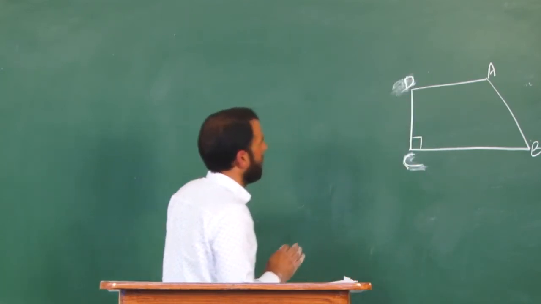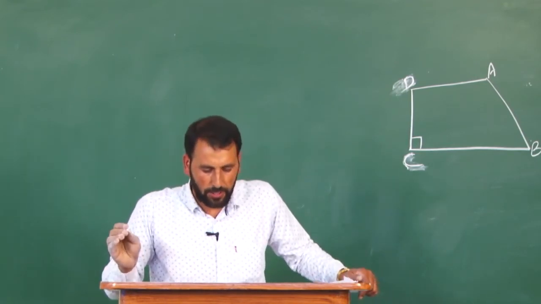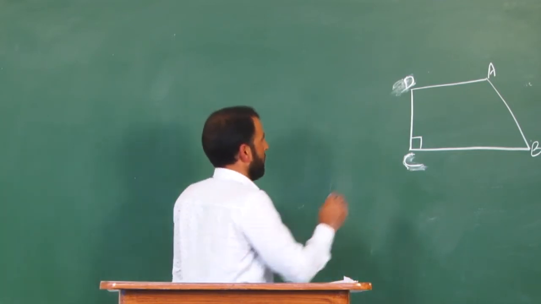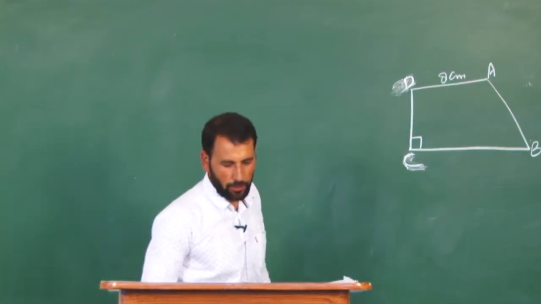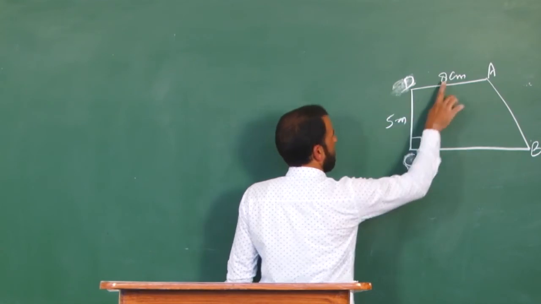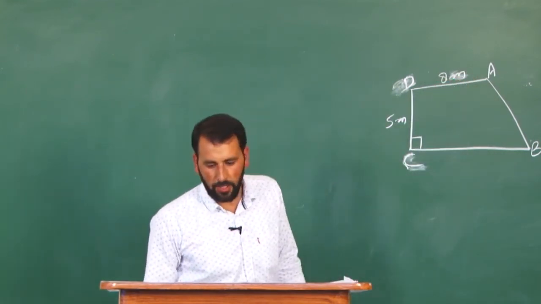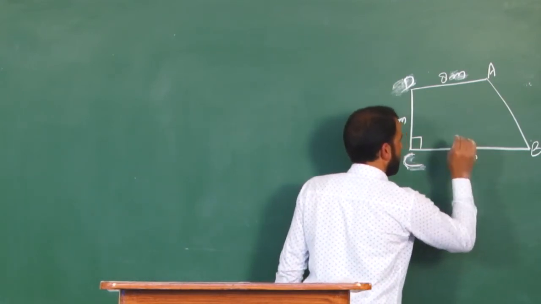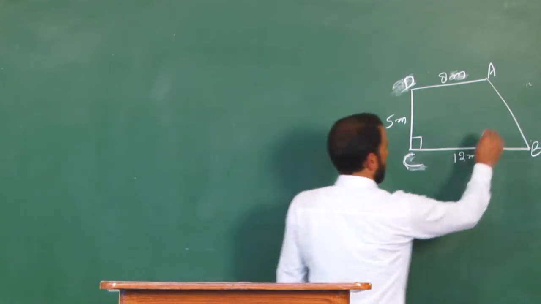So ABCD is a quadrilateral in which angle C is equal to 90 degrees. The sides of this park are given. 8 meter is AD, then CD is also given, that is 5 meter, and the other side BC is 12 meter and AB side is equal to 9 meter.